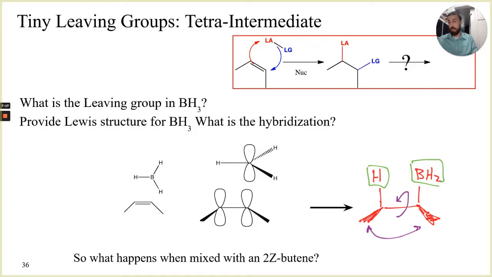What I bet I was trying to ask here was, what if this was 2E, where they were trans? Okay, so instead of one being wedged, it was dashed. Okay, well, we're going to still get the same attack. That attack doesn't change, but the stereochemical alignment of those pieces will change, okay?